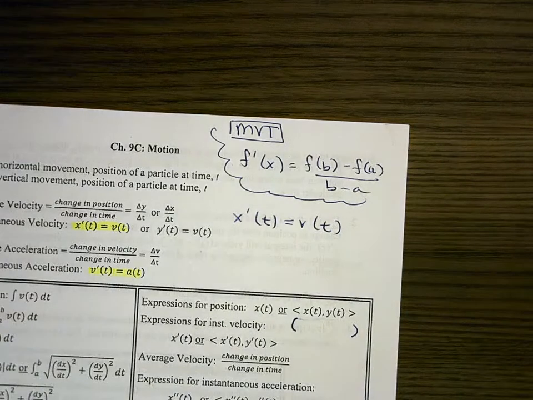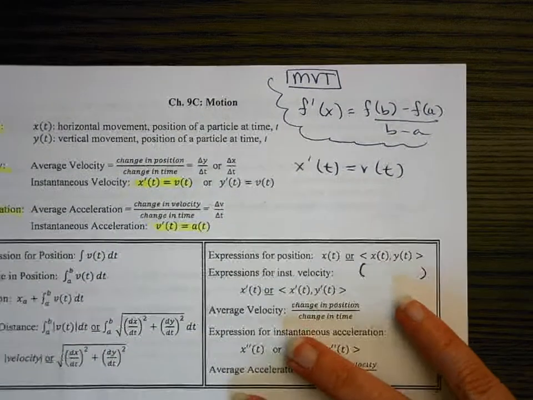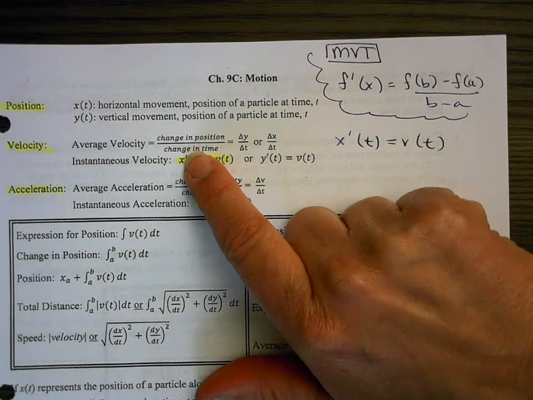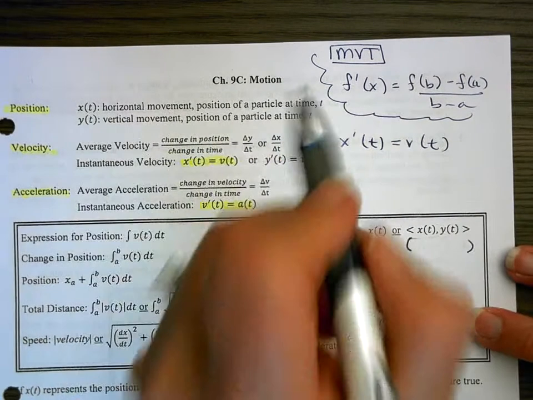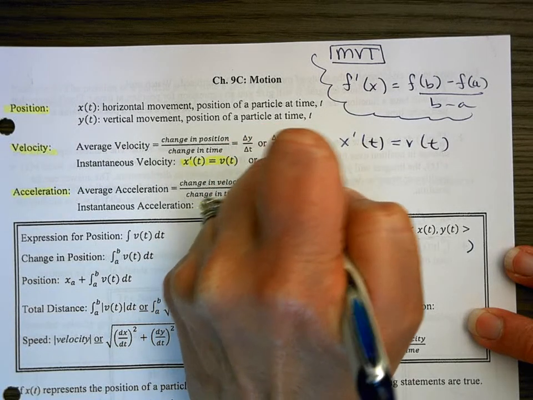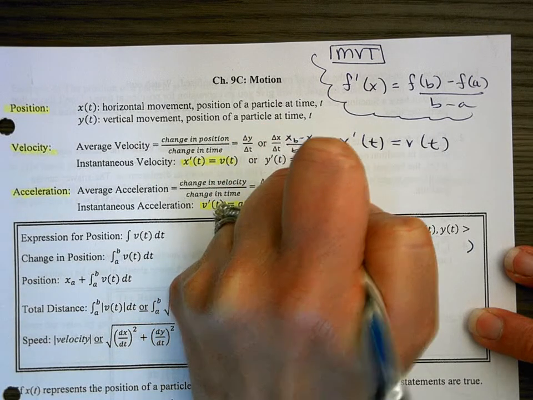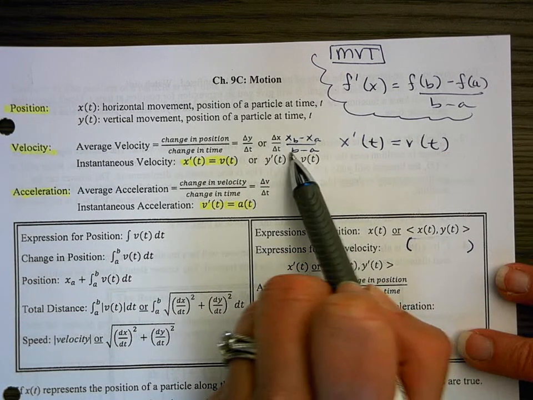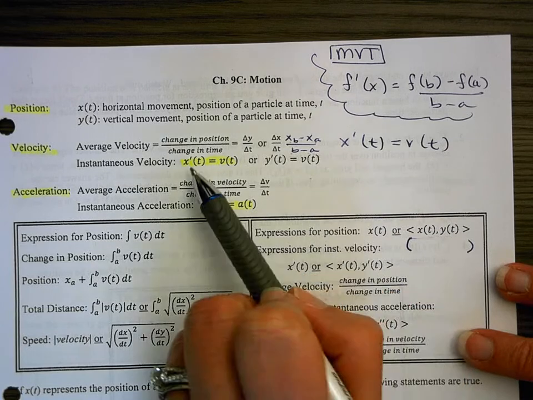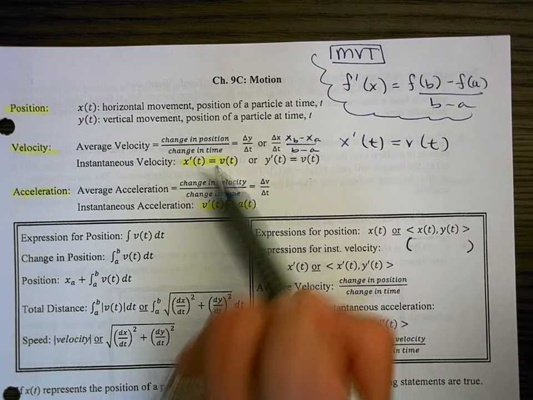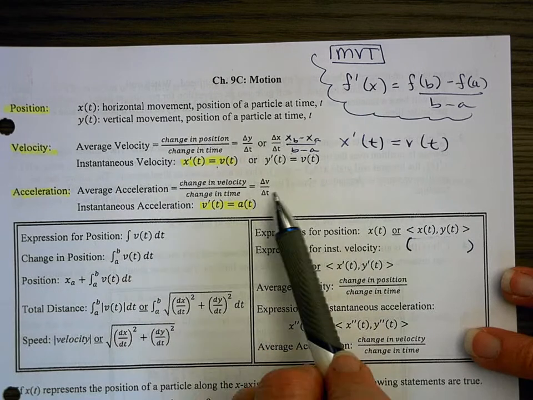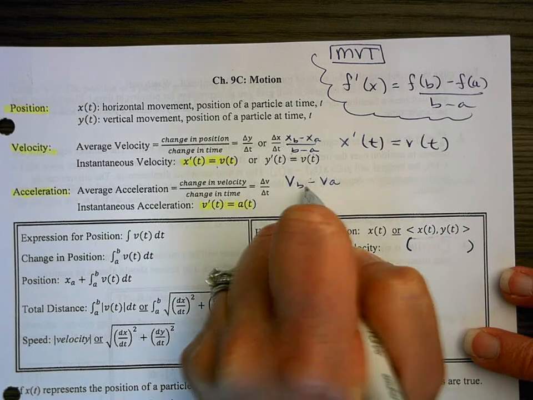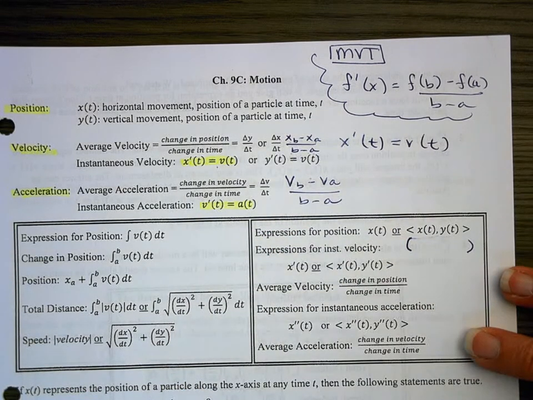So we're using that same idea, but applying it to our particle motion. Average velocity is the change in position over the change in time. So we would do x of b minus x of a over b minus a: final position minus initial position over that change in time. And our instantaneous velocity is our derivative. Average acceleration would be the change in velocity over the change in time, so our final velocity minus our initial velocity over the change in time.